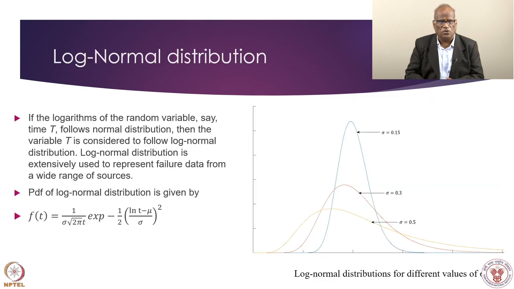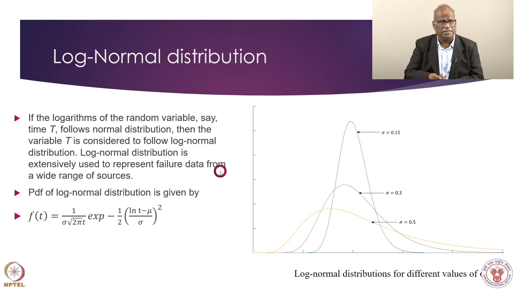Now we see the log normal distribution. What is the log normal distribution? When the parameter in question has its logarithm taken, and the distribution becomes normal, it is called the log normal distribution. So this is a very simplistic definition. You have some variable y. If log y shows a normal distribution, then it is called the log normal distribution.